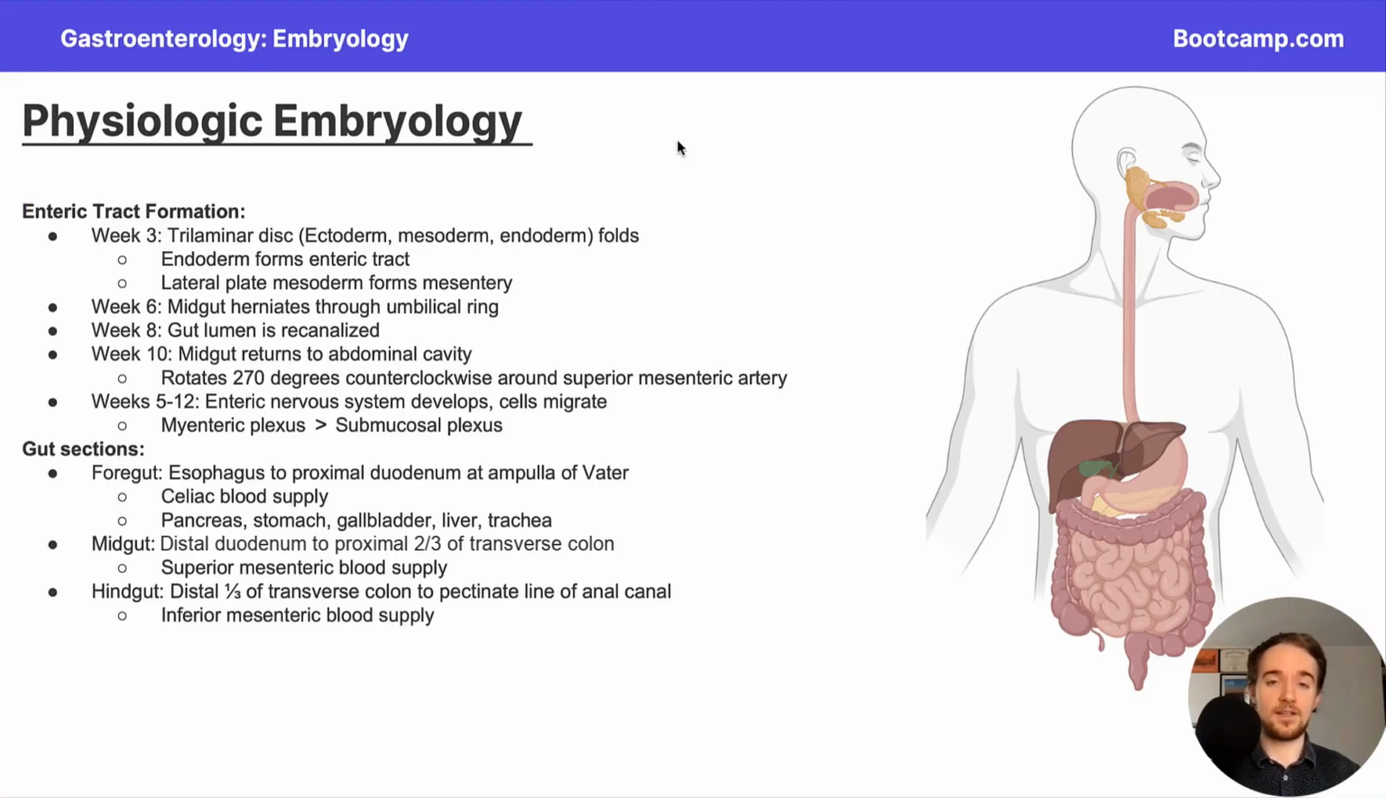So beginning our physiologic embryology video, the first thing that really happens in relation to the gastrointestinal system during embryology is what happens in week 3, which is the folding of the trilaminar disc. Now, the trilaminar disc is made of 3 primary things. Those are our ectoderm, our mesoderm, and then finally our endoderm. Our ectoderm is going to be our top layer here. Our mesoderm is comprised of 3 different real areas of mesoderm, and then our endoderm is going to be the bottom layer here.